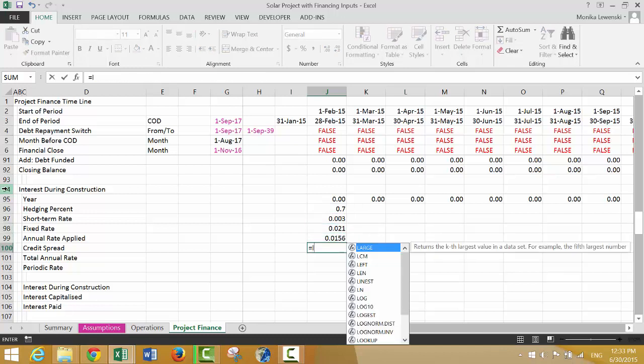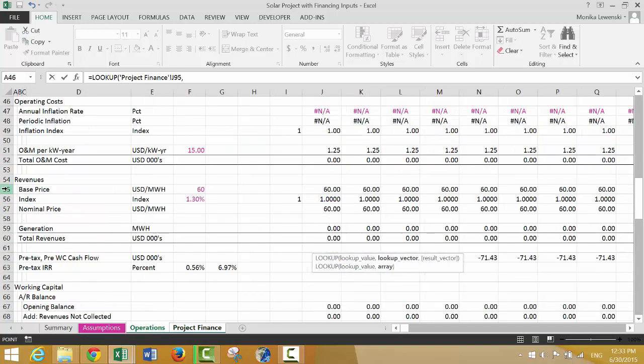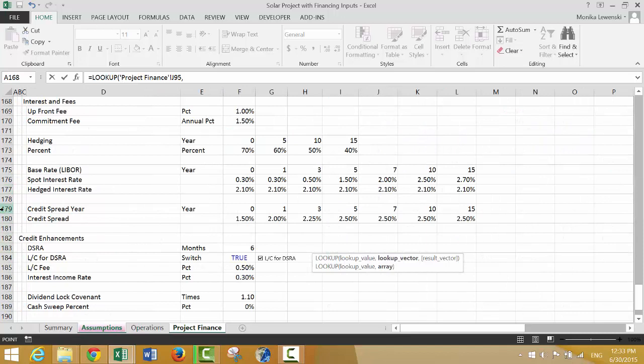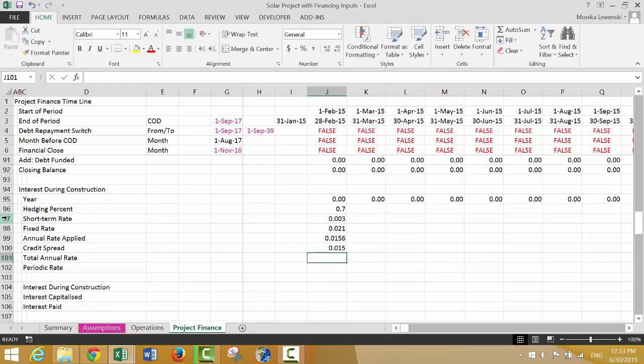And the credit spread is going to be look up again. Whoops, I see, I still do it wrong after all these years. And we put that year, and then we put that credit spread, okay? And now the total annual rate will be these two, so we can press alternate equal like that. And our periodic rate is going to depend on how many months we have in the period.